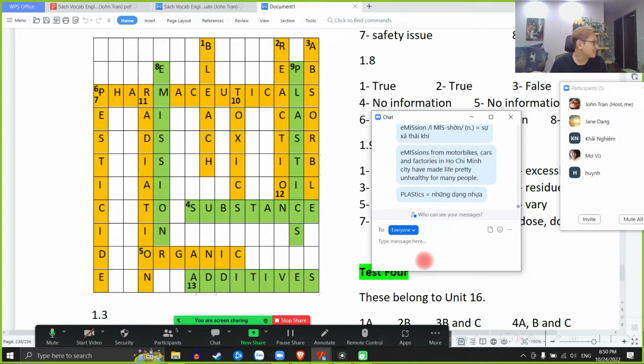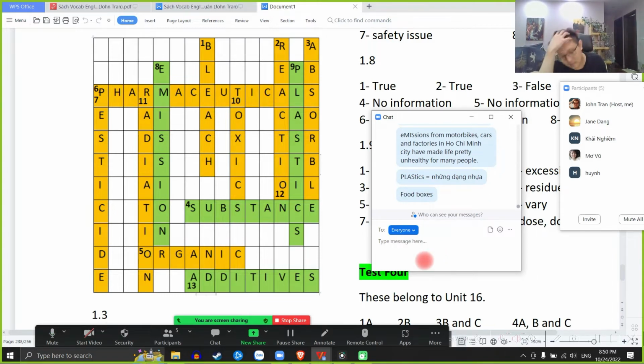Like we have bottles, chai uống nước, bottles, water bottles. We have food boxes, những cái hộp đựng lương thực, thực phẩm. We have electronics. In a lot of electronics, you know, những sản phẩm điện tử cũng có nữa. Our smartphones, our laptop, we do have plastics as well. Actually, everything around us is now plastic.